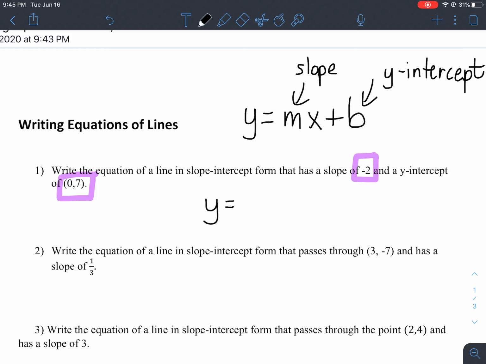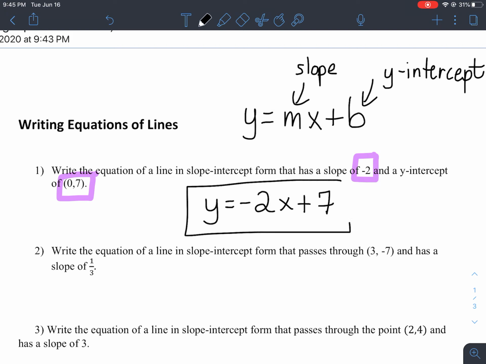We know we want it to be in slope-intercept form, y equals mx plus b, and we know m is our slope. Well, they gave us our slope of -2. Our x just stays. And our b value is our y-intercept. Well, we were given our y-intercept, which is 7. So that's about as easy as it gets when you're given your slope and your y-intercept. You can just go right to writing your equation.